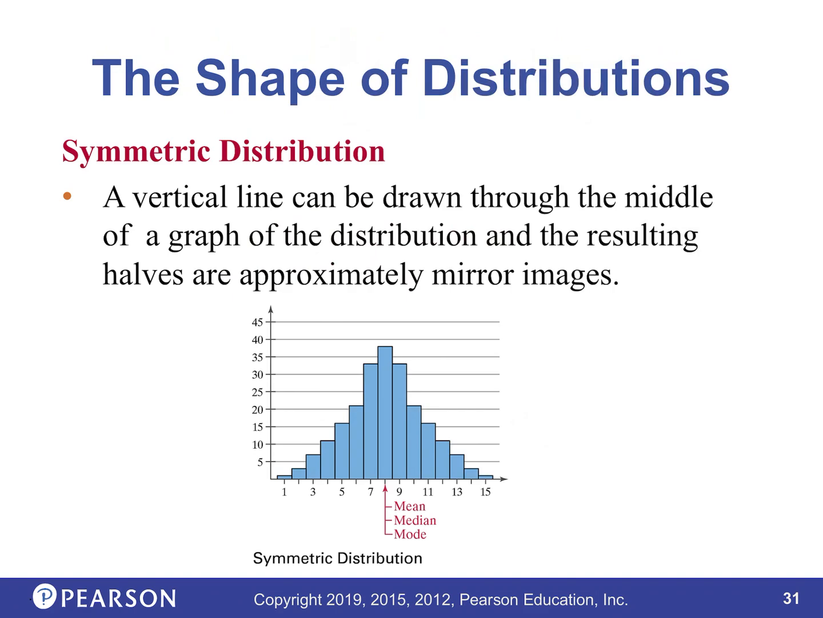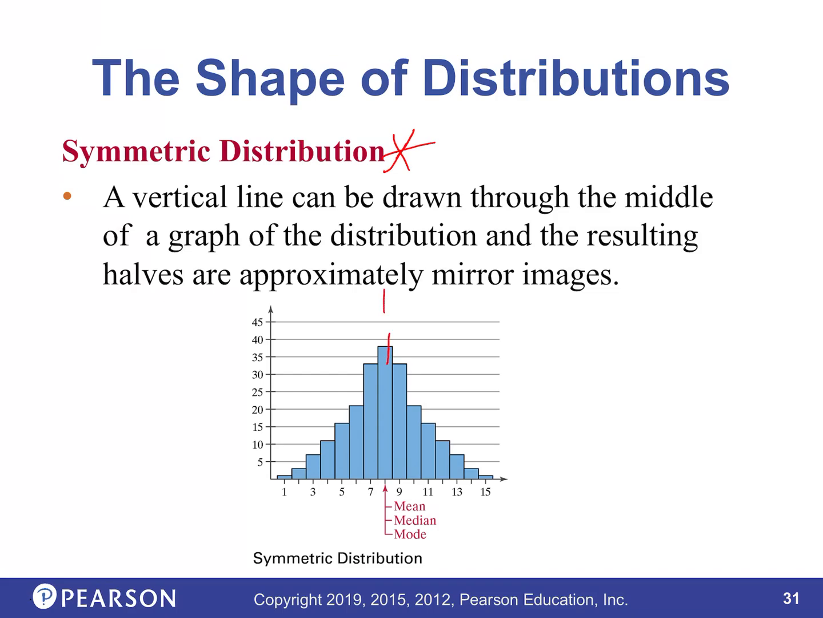Okay, now we're going to take the time to talk about graphs and the type of distribution that they may have. First, and the one we'll hopefully see most of because this allows us to do a lot of things, is a symmetric distribution. A vertical line can be drawn through the middle of the graph of the distribution, and the resulting halves are approximately mirror images.